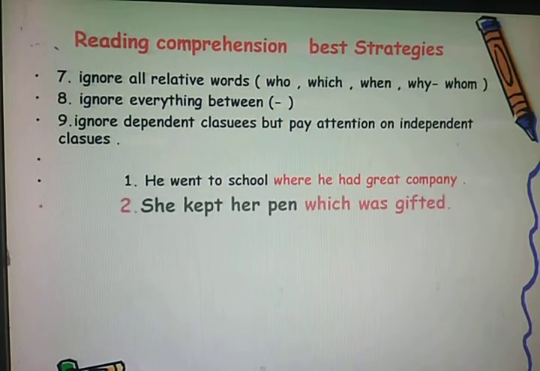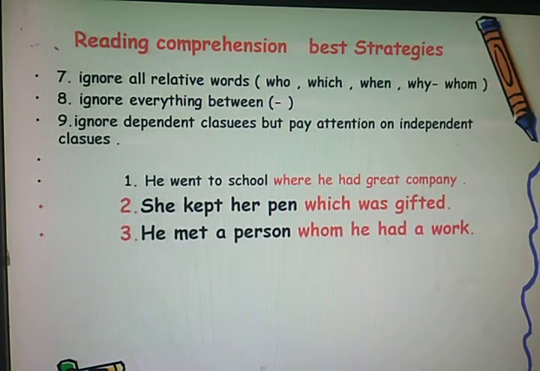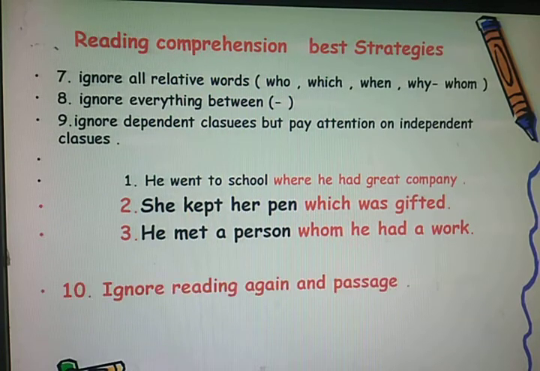Another example: she kept her pen which was gifted. Again, which was gifted is a dependent clause. She kept her pen is an independent clause. Check another example: he met a person whom he had work with. Again, whom he had work with is a dependent clause. He met a person is an independent clause.